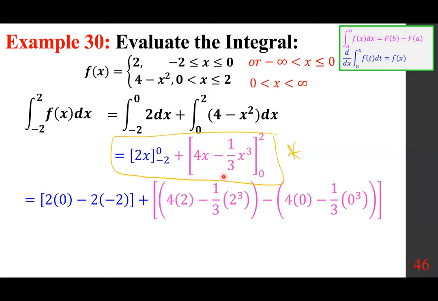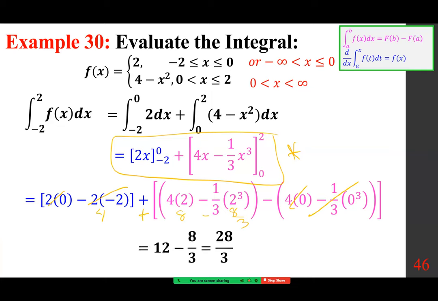Let's see what we have here. This is zero, don't worry about it. This is positive four. This is eight. This is minus 8/3. This, don't worry about it. This, don't worry about it, right? So what we have is 4 plus 8, 12, minus 8/3. And 12 is 36/3 minus 8. 36 minus 8 is 28. So 28/3, very straightforward, everybody.